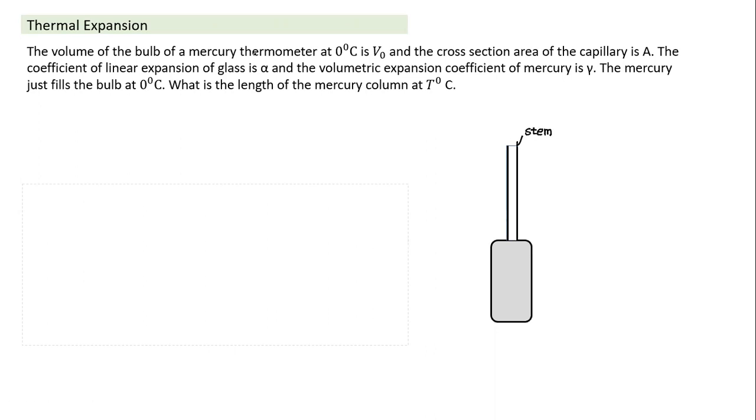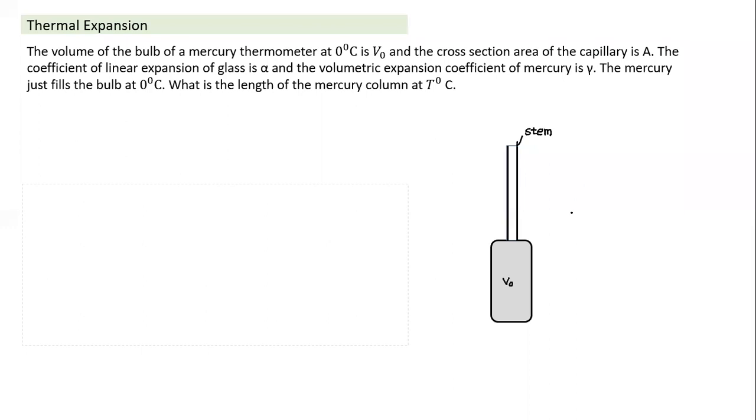The volume of the bulb of a mercury thermometer at 0 degree centigrade is V naught. This is the volume of the bulb here, and the bulb is completely filled at 0 degree. It is connected to a capillary with cross-section area A. The coefficient of linear expansion of glass is alpha, and the volumetric expansion coefficient of mercury is gamma. Mercury just fills the bulb at 0 degree centigrade, so at 0 degree centigrade it just comes up to here. What would be the length of the mercury column at T degree centigrade?